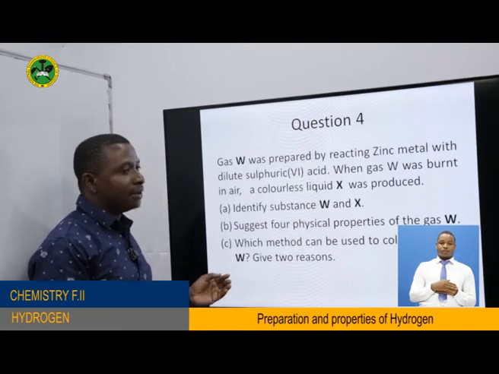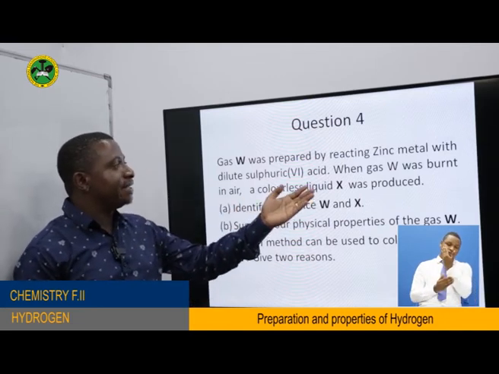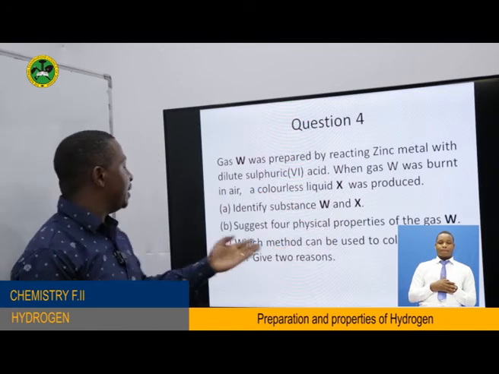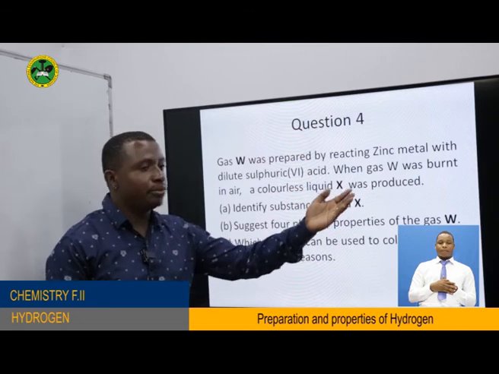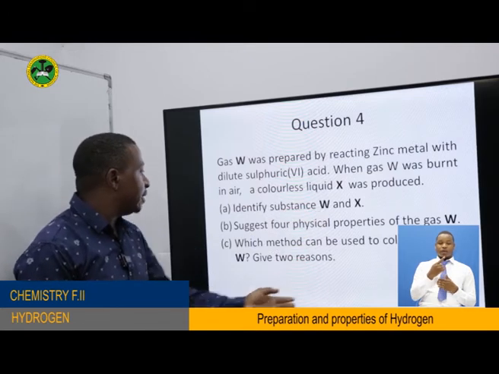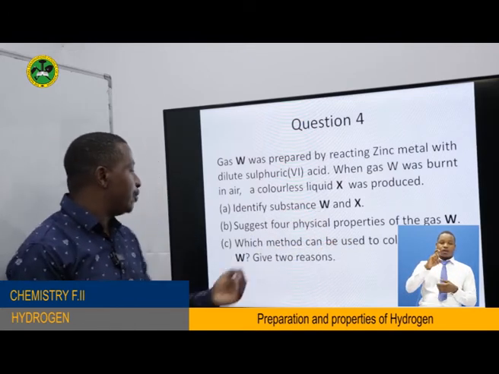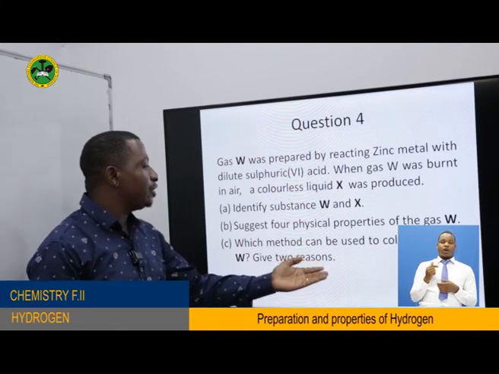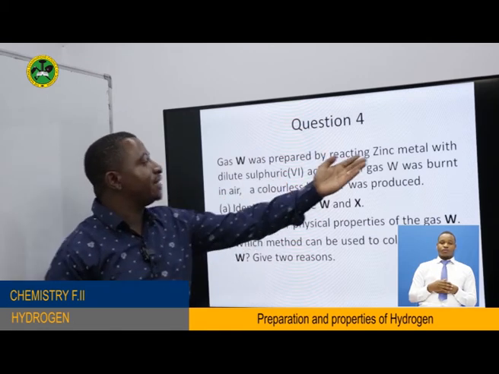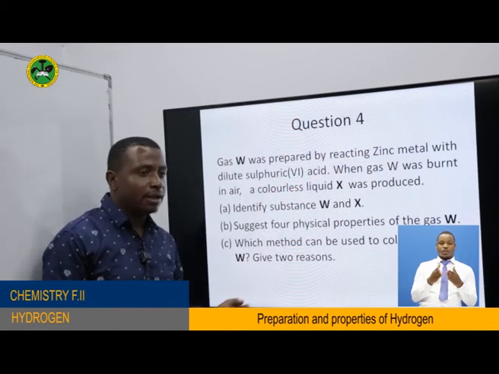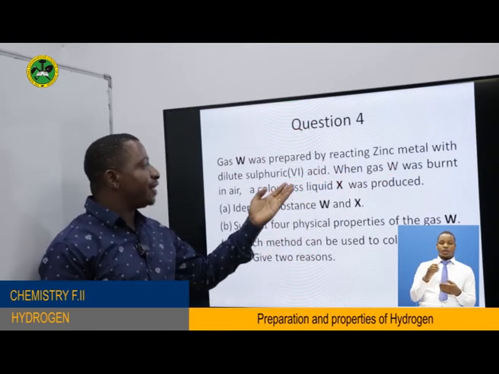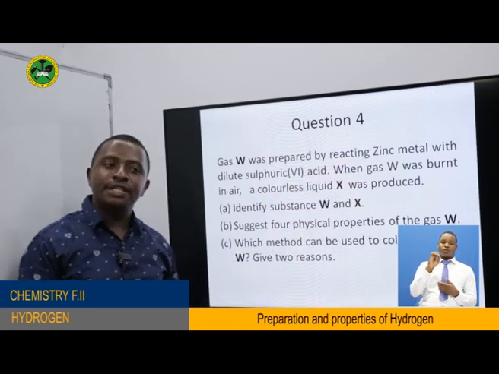Let us now go and see question number 4. Question number 4 says, gas W was prepared by reacting zinc metal with dilute sulfuric acid. When gas W was burnt in air, a colorless liquid X was produced. Identify substance W and X. Suggest 4 physical properties of the gas W. Which method can be used to collect the gas W and give 2 reasons? This gas was prepared by reacting zinc metal with sulfuric acid. Now, zinc is a moderately reactive metal. Dilute sulfuric acid, when it reacts with the zinc, we get hydrogen.